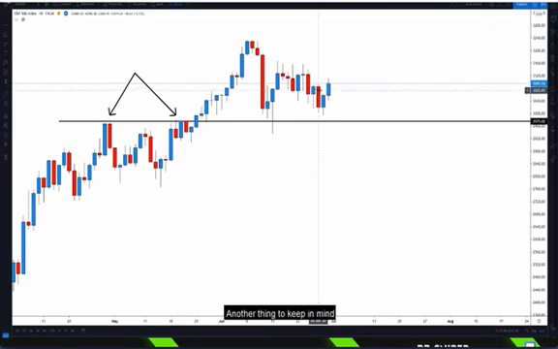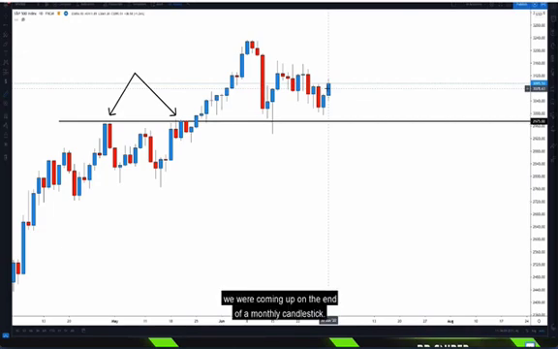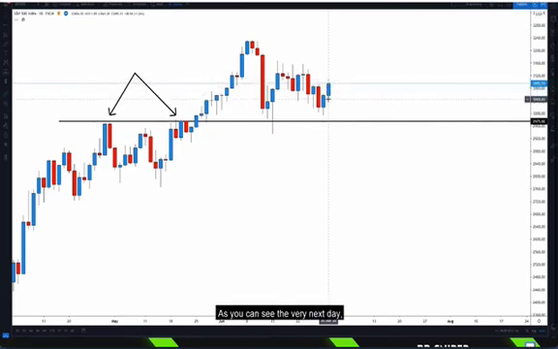Another thing to keep in mind is that when we're looking at the chart, you need to consider the time. Price and time go hand in hand. In this particular instance, we were coming up on the end of a monthly candlestick. As you can see, the very next day, we did transition into July of 2020.